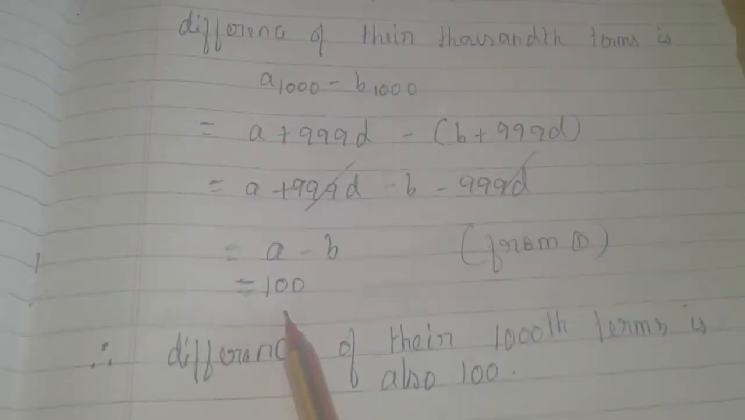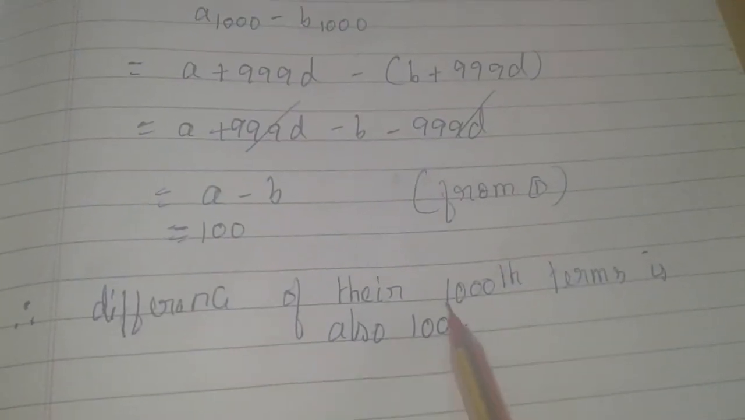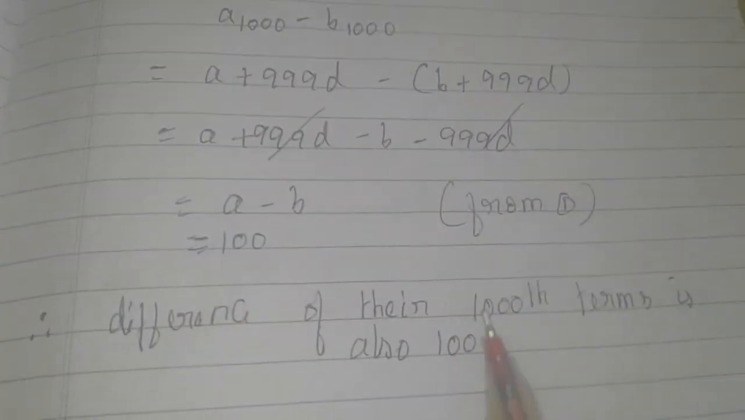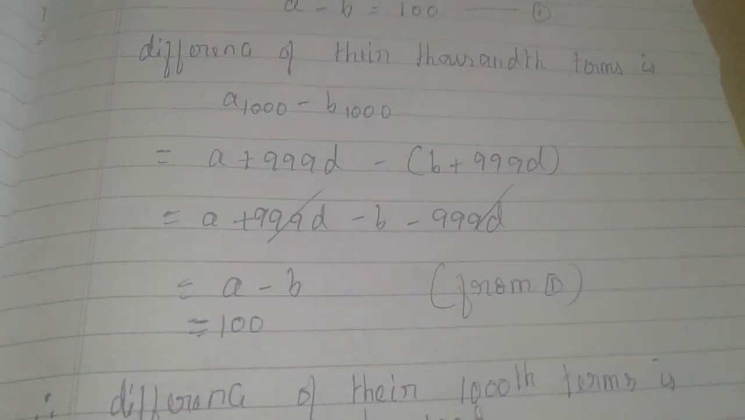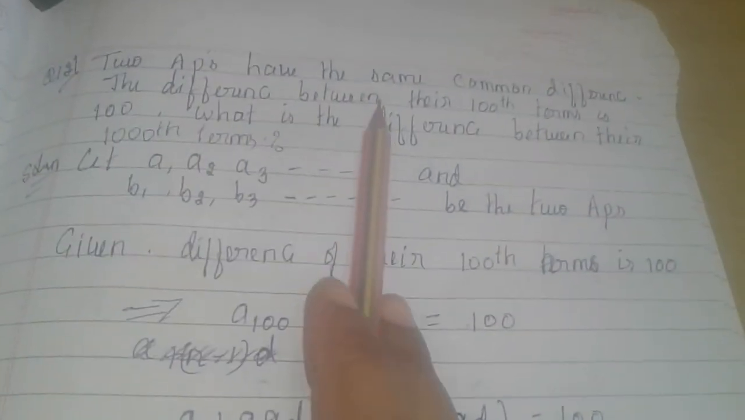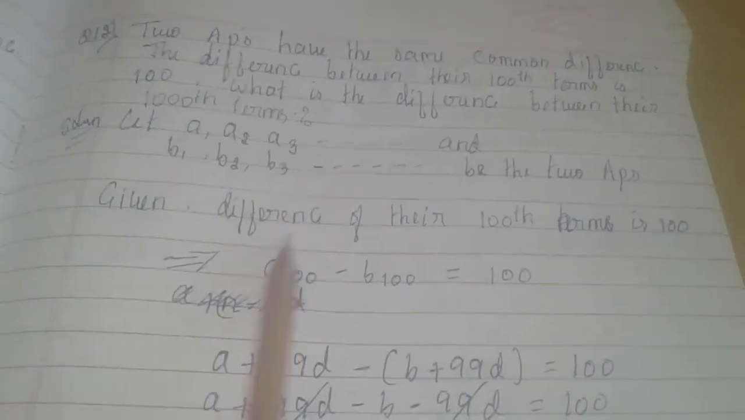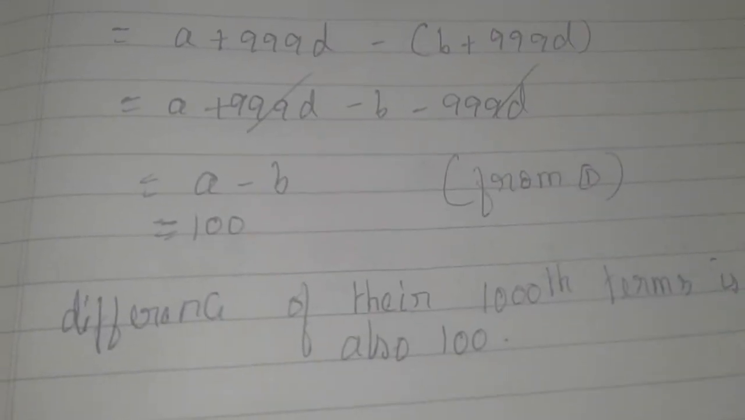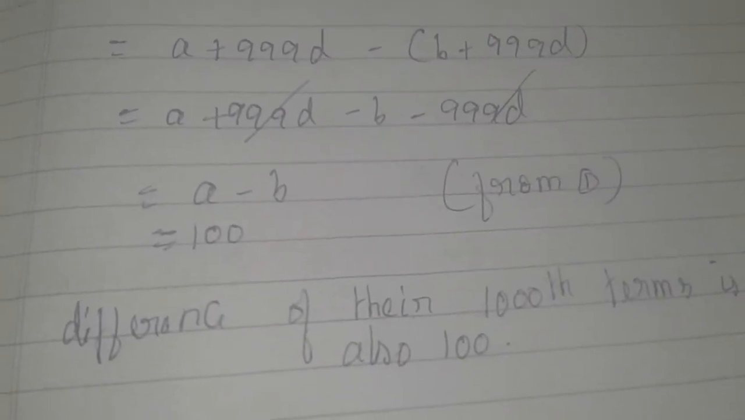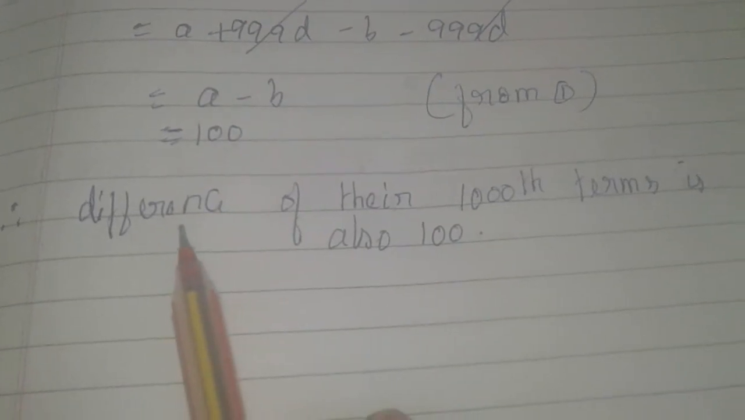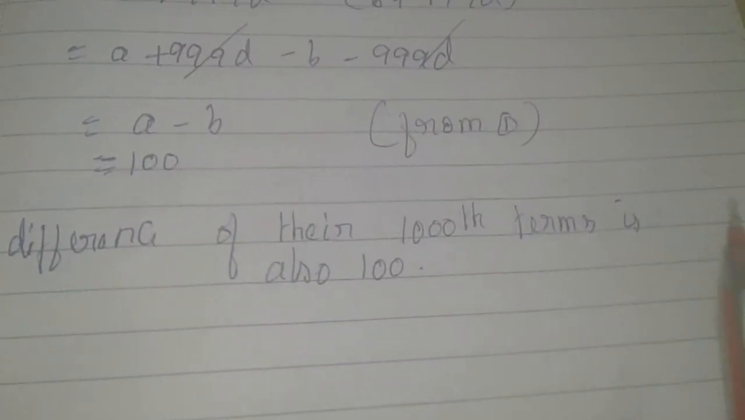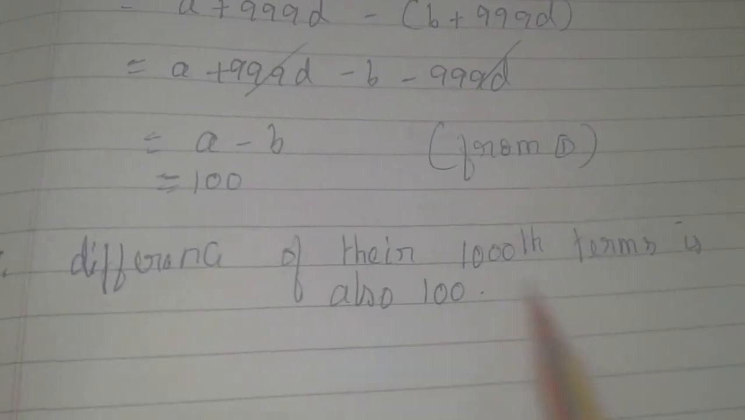So what can you conclude? The difference of their 1000th terms is also 100. Why are we getting this answer? Because he has mentioned that the common difference of both APs is the same. Therefore, we get the same answer as he has given for the difference of the 100th terms. So we can conclude the difference of their 1000th terms, that is A1000 minus B1000, is also 100. Thank you, children.